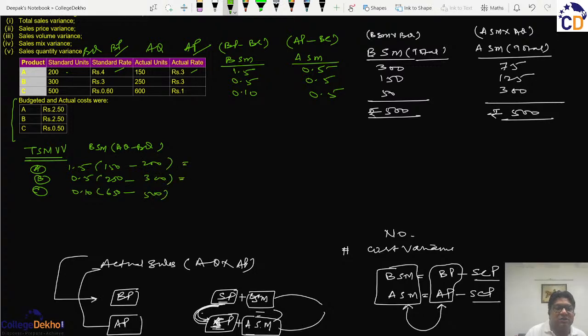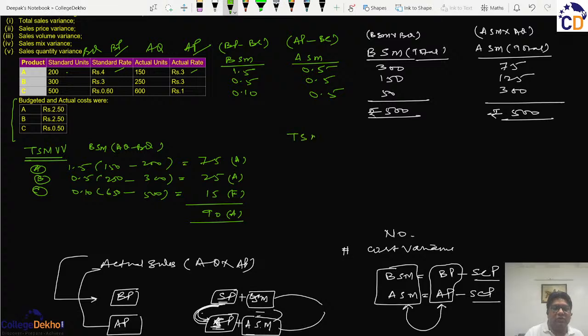So what is coming out to be that this is 75 adverse, this is coming out to be 25 adverse, and this will come out to be 15 favorable. So basically it will come out to be 90 adverse.